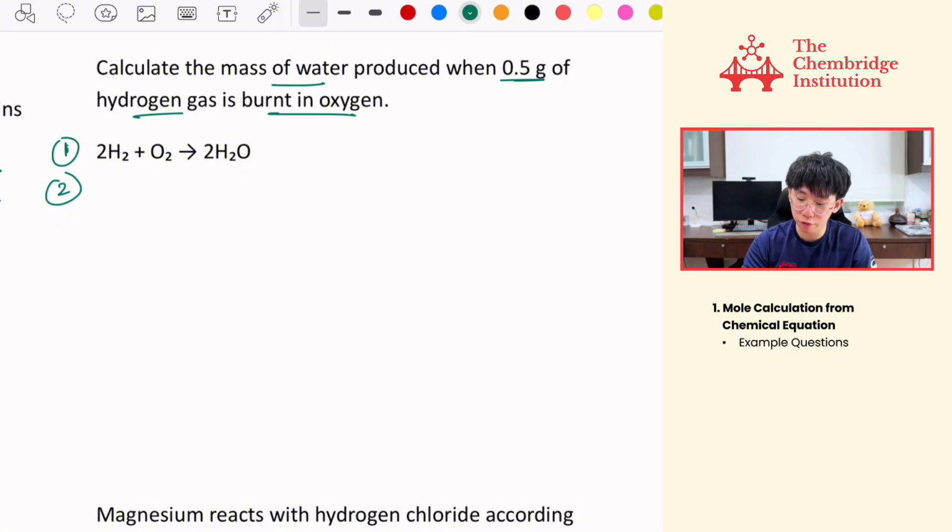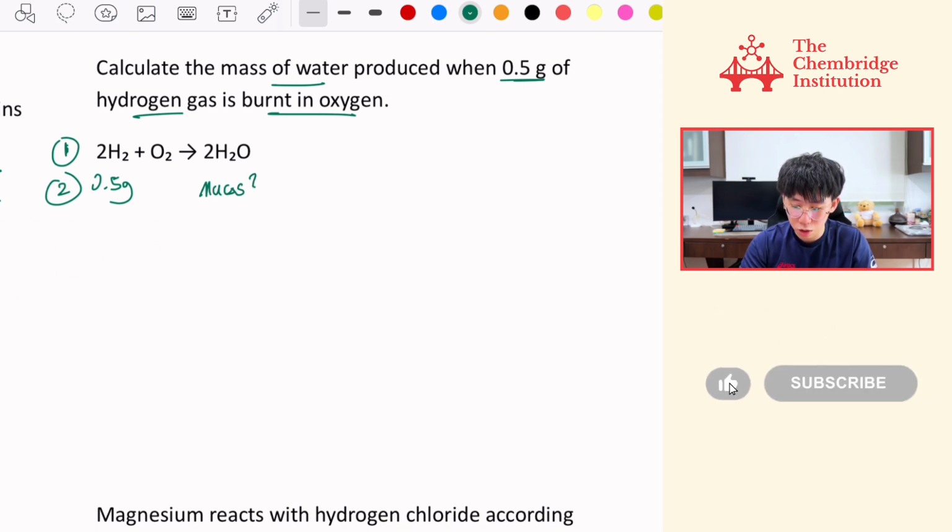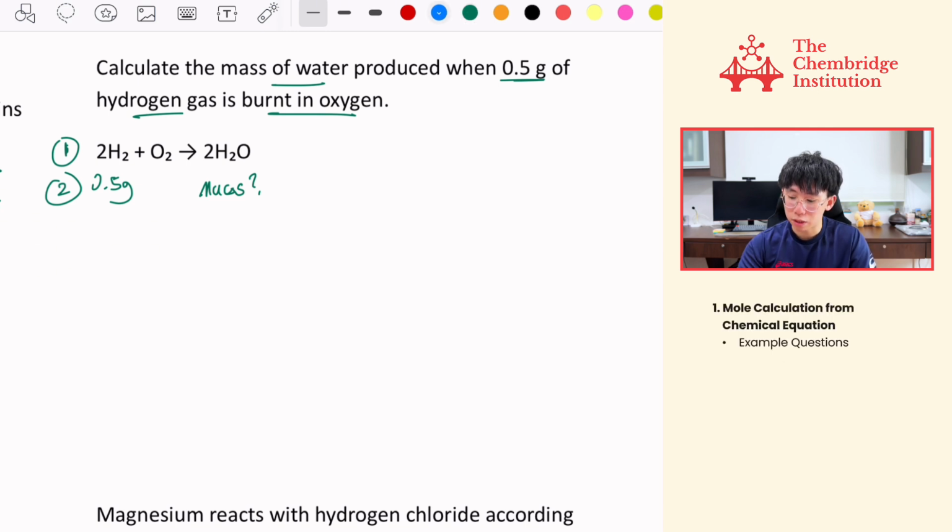So they give you 0.5 grams of hydrogen, so I'll just put this, and then they ask you to find the mass of water, so I'll just put a mass question mark. From here, we have this as a starting point, so why not we start from there? We can find the number of moles of hydrogen gas first. We can take 0.5 divided by 1 times 2, and this will give you 0.25 moles.